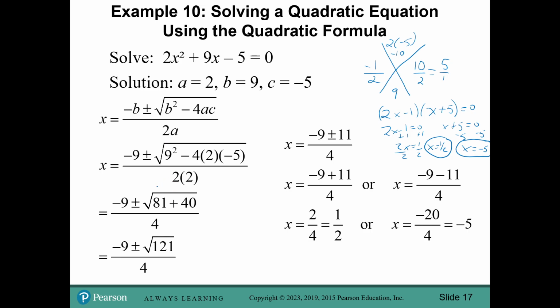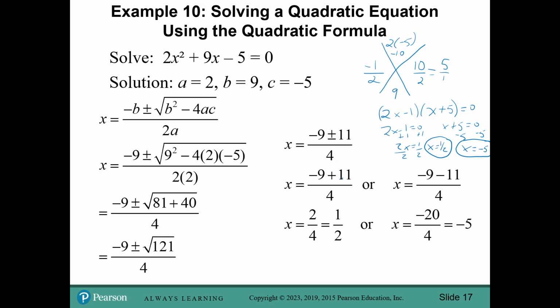Now we work on the simplification. So negative 9 plus or minus, 9 squared is 81. Negative 4 times 2 is negative 8, times negative 5 is positive 40. And 2 times 2 is 4, so all over 4. Now 81 plus 40 is 121. So I'm looking at negative 9 plus or minus the square root of 121, over 4. The square root of 121 is 11. So I'm looking at negative 9 plus or minus 11 over 4.